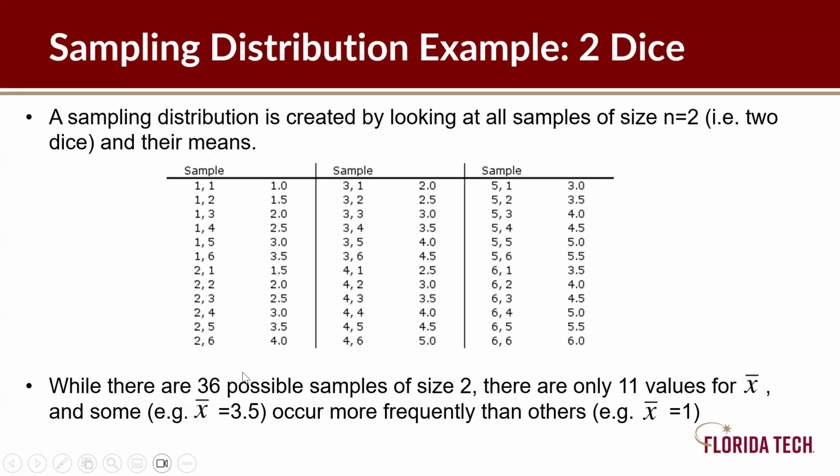And we notice that while there are 36 possible samples of size 2, there are only 11 values for the sample mean x bar. And some of those values, such as 3.5, occur more frequently than other values, like 1, for example.